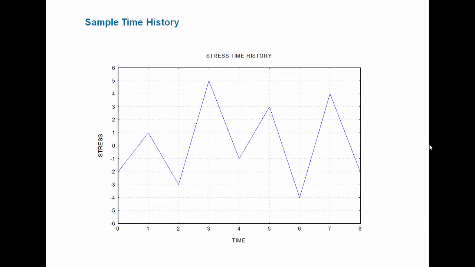So here's just a sample stress time history. So stress is along the y-axis and time is along the x-axis, and you can see the various points there, and it looks like this stress time history is oscillating somewhat symmetrically about the zero baseline, but that's not necessarily a requirement for rainflow fatigue.